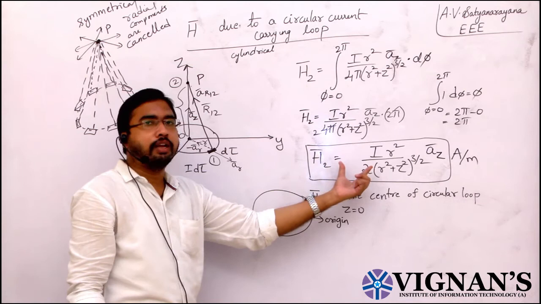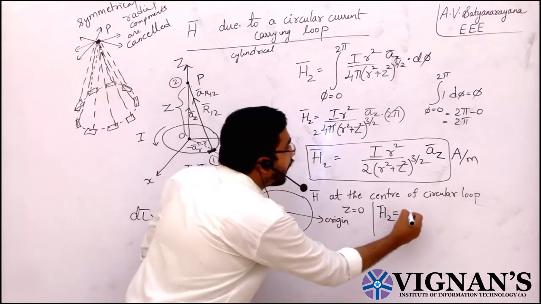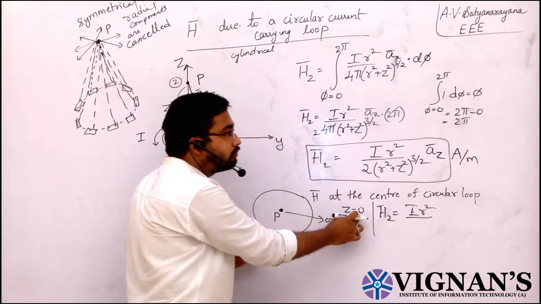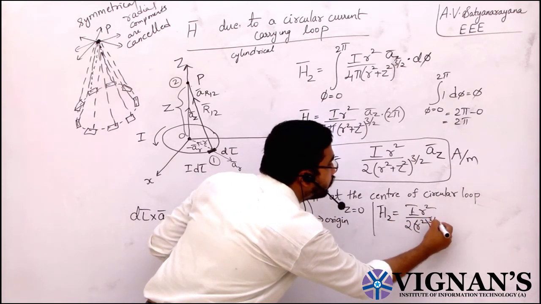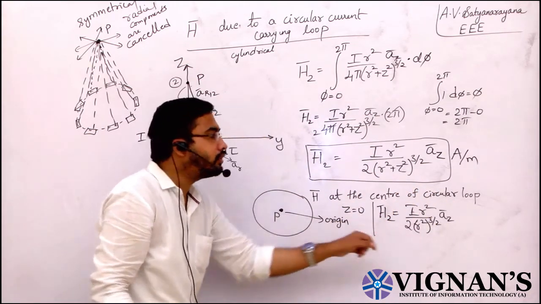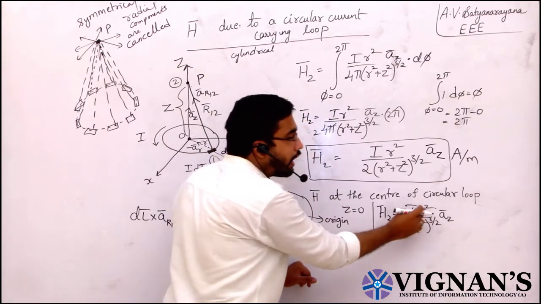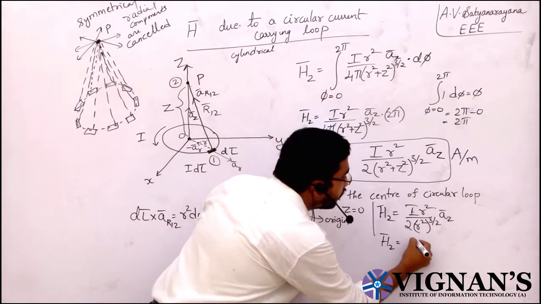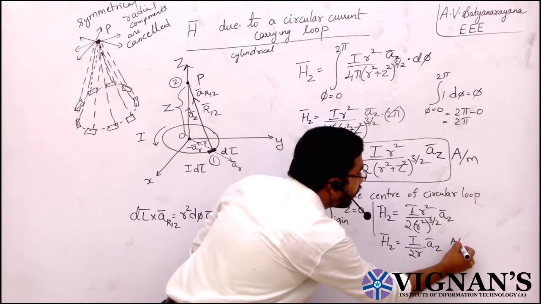And how will this formula change? This formula will become H2 is equal to I R square by 2 R square whole power 3 by 2 into Az bar, because Z is 0, so only the R term will be left out. R square whole power 3 by 2 means R cube. R square by R cube means 1 by R will be left out. So your H2 is equal to I by 2R, I by 2R into Az amperes per meter.